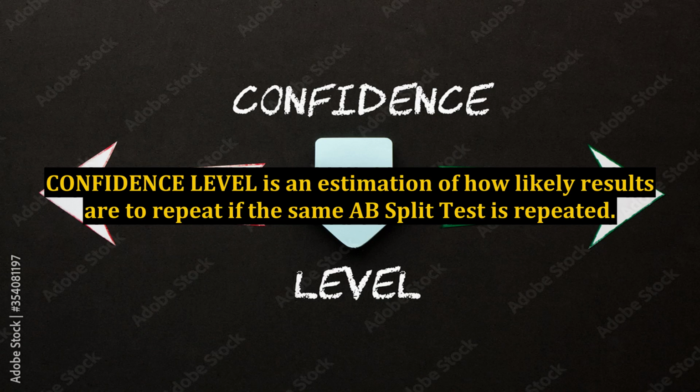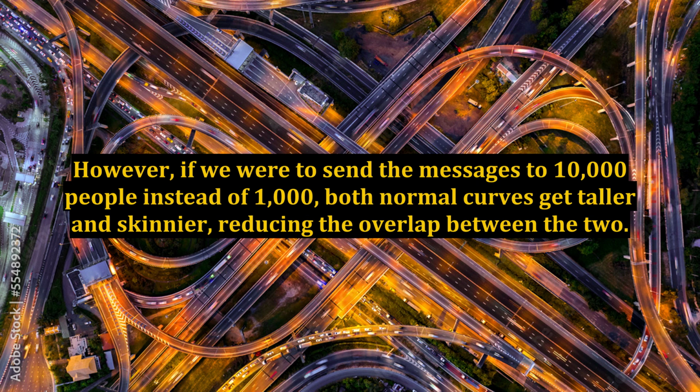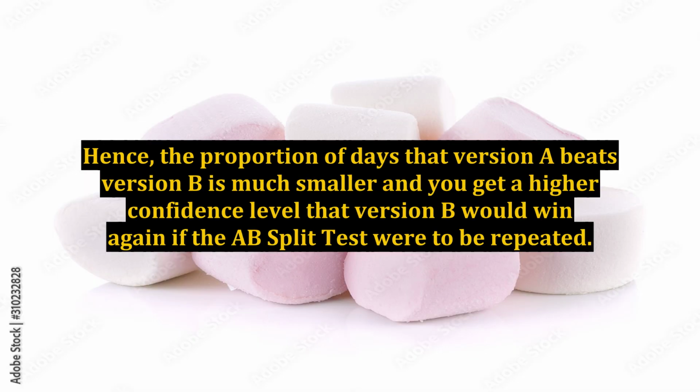Confidence level is an estimation of how likely results are to repeat if the same A/B split test is repeated. In the email example, we had a large overlap between the normal curves of both versions. However, if we were to send the messages to 10,000 people instead of 1,000, both normal curves get taller and skinnier, reducing the overlap between the two. Hence, the proportion of days that version A beats version B is much smaller and you get a higher confidence level that version B would win again if the A/B split test were to be repeated.